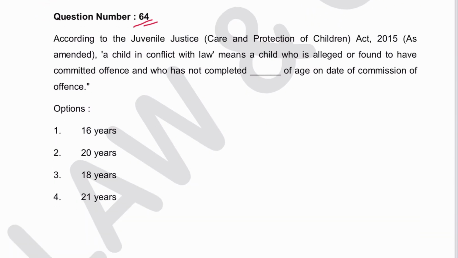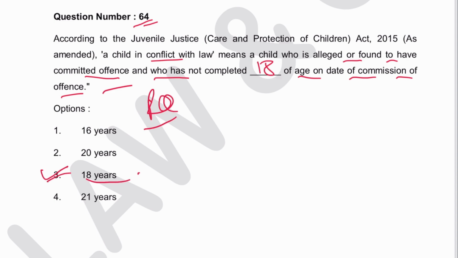Next 64. According to JJ Act, a child in conflict with law means a child who is alleged or found to have committed offense and who has not completed 18 years of age on the date of commission of offense. 3 is the answer. So repeat question. How many times I'm going to tell you about this? Everybody knows. Child in conflict with law. It is mentioned in definition section 2 clause 13.